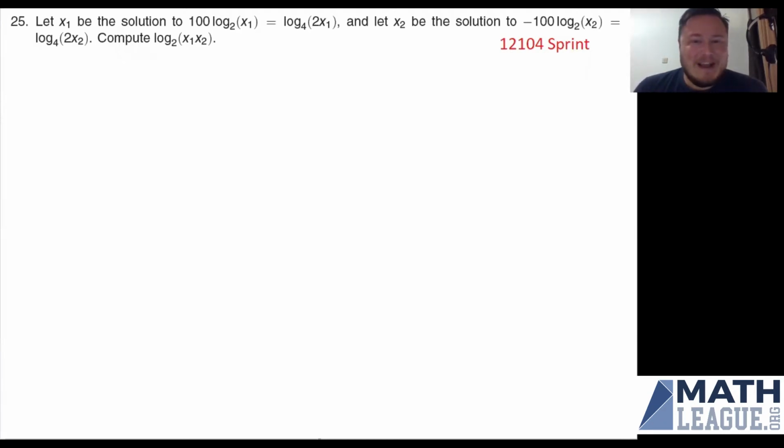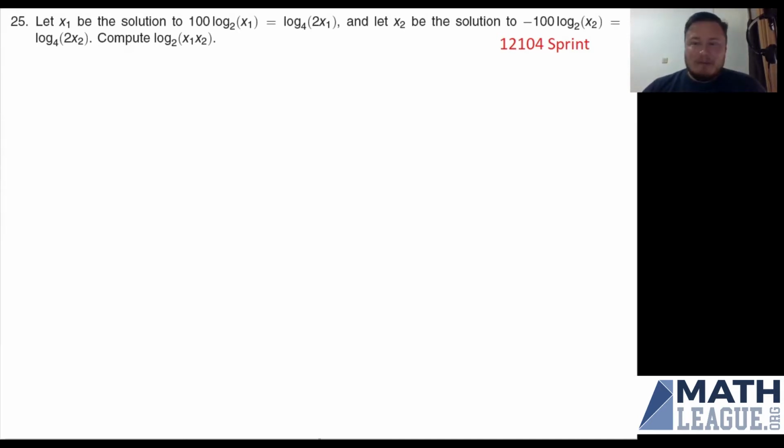Today we're going to be doing a problem from the 12104 sprint test. Now this is a high school test that was given out in December 2020 and January 2021. This is actually a problem that we intended to demonstrate at the contest itself, but we ran out of time. So we promised you it would be up on the YouTube channel, and here it is.